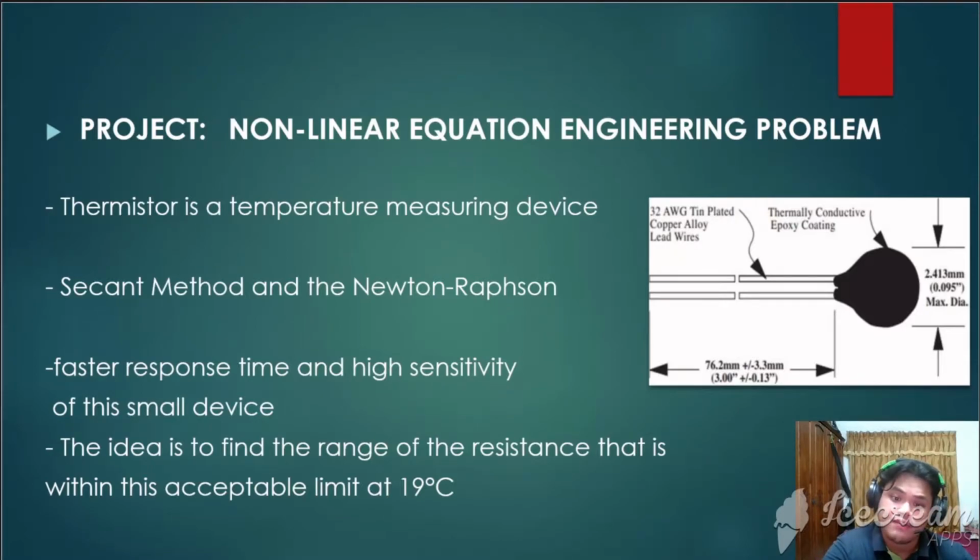However, because of the fast response time and high sensitivity of this small device, we will have to deal with calibration and testing issues. The idea is to find whether the range of the resistance is within the acceptable limit at 19 Celsius. Thermistors are temperature measuring devices that work on the concept that when temperature changes, the thermistor material changes its electrical resistance. The temperature may be determined by measuring the resistance of the thermistor material.